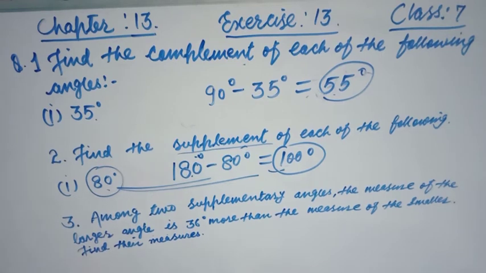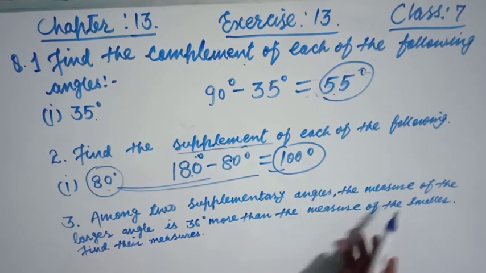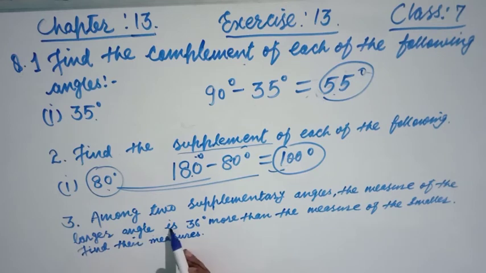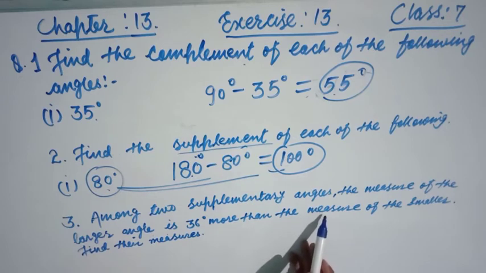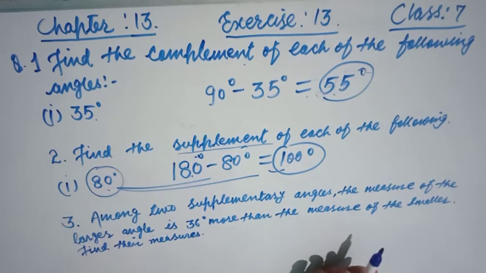Now see the next question, friends. Among two supplementary angles, the measure of the larger angle is 36 degrees more than the measure of the smaller angle. Find their measures. Very simple, this is a statement type of question. First, what does it say? Among two supplementary angles, the measure of the larger angle is 36 more than the measure of the smaller angle.